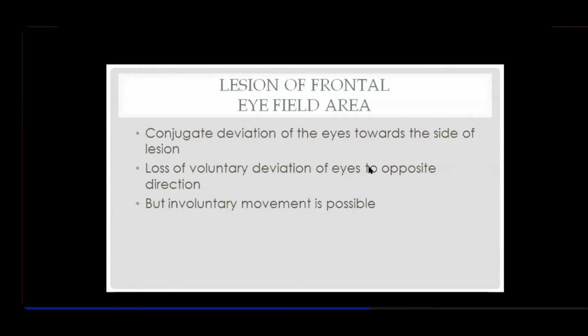That means it's not voluntary movement. Voluntary, if you try to ask him to look to the opposite direction, it will not be possible. But involuntary, he can look. Or maybe another example, let's say this person who has this lesion in the right frontal eye field area is sitting, and his eyes are all the time looking towards the right side.